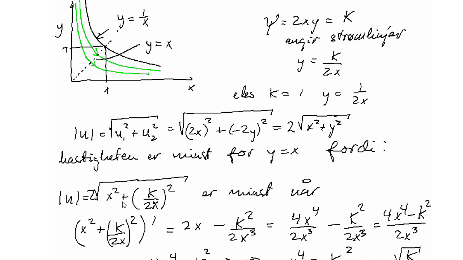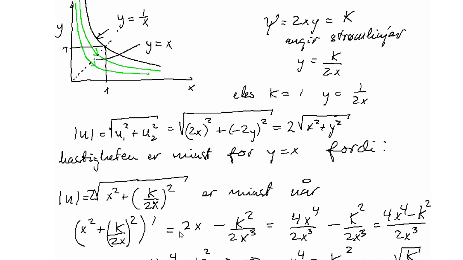Let's now find the maximum value of this. We don't need the square root because the square root is just giving us trouble when we are trying to differentiate it. It's enough for us to find the maximum value of the square of u. So how can we do this? Well, it's easy. We take the derivative of this. It's 2x minus k square over 2x to the power of 3.